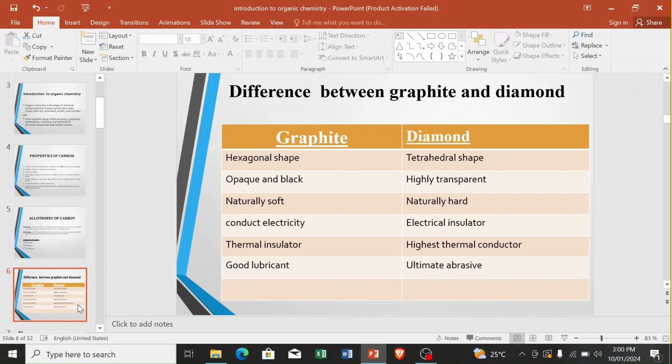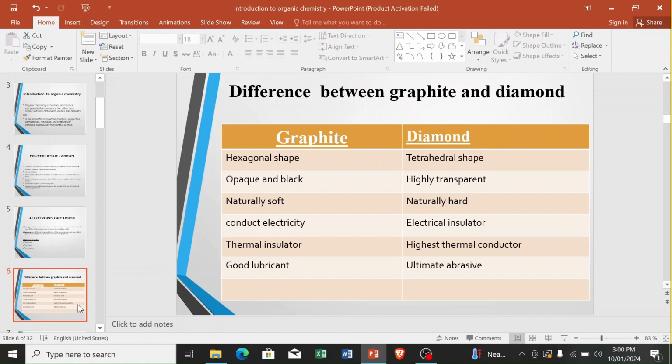Like I can compare it to the size or the shape of a kite. Yeah, so that is tetrahedral shape, having 4 sides. That is how diamond looks like. And then we see that when graphite is opaque and black, diamond is transparent. So you look at what you want to differentiate the two from.